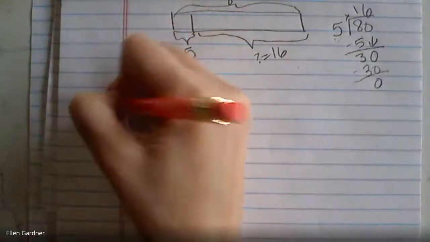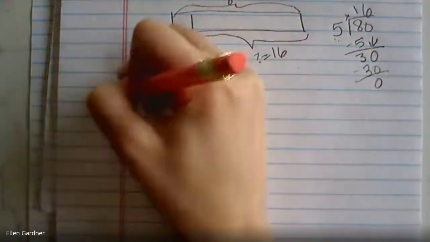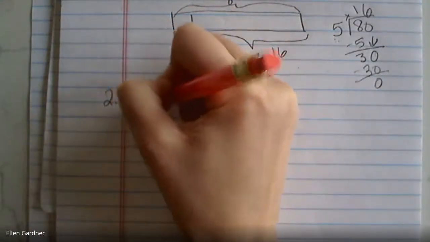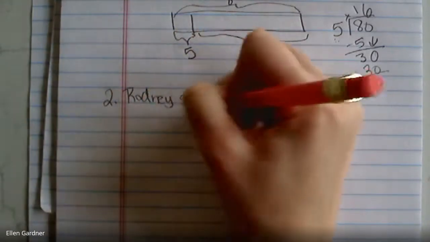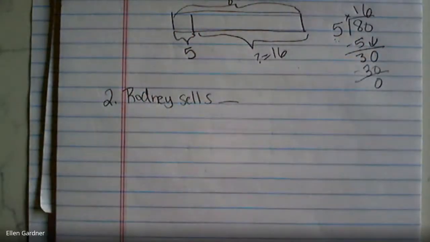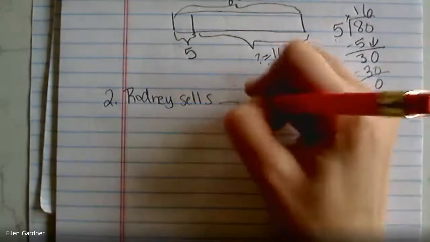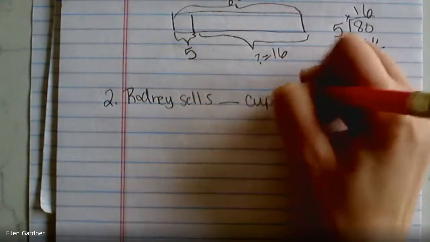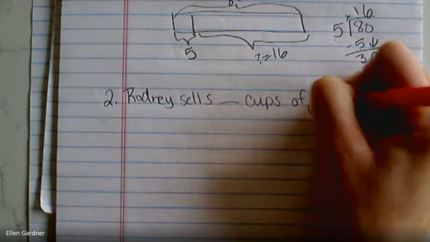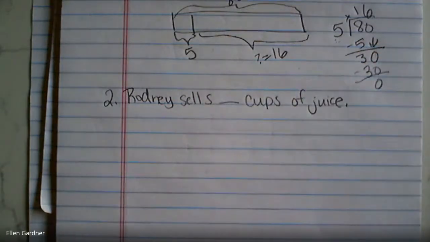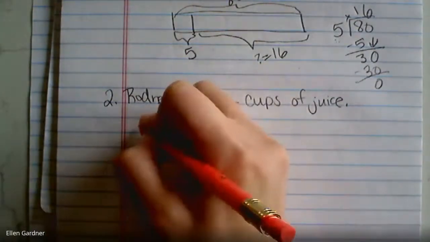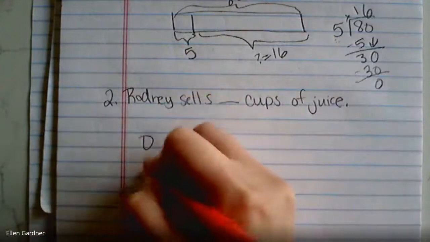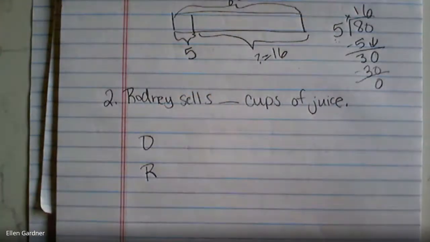So let's make an answer sentence for that first. Rodney sells blank cups of juice. Now, who are our people again? We've got Daniel and Rodney. I'm just going to put a D and an R for them. D for Daniel, R for Rodney.